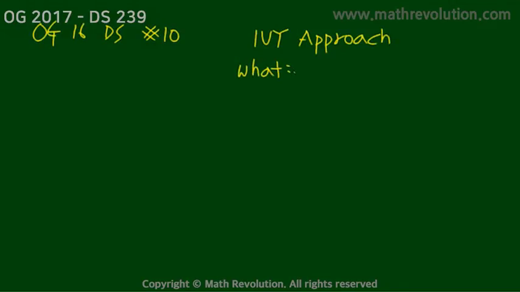Now let's take a look at Official Guide 2016, DS number 10. I'm going to use the IV approach to modify the original question. According to the IV approach, what becomes a value we are trying to find, and "of" becomes multiplication. "Is" becomes the equal sign, and the percentage becomes 1 over 100.